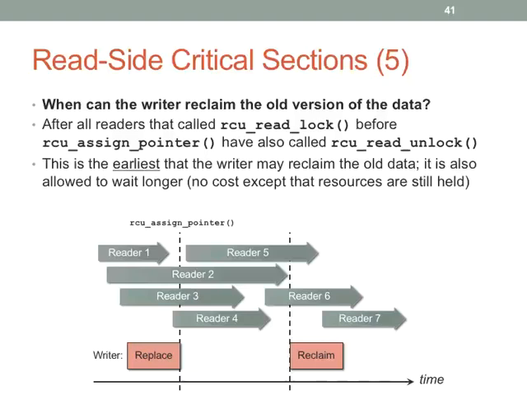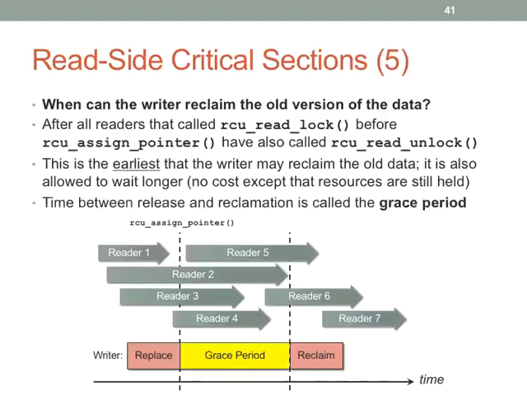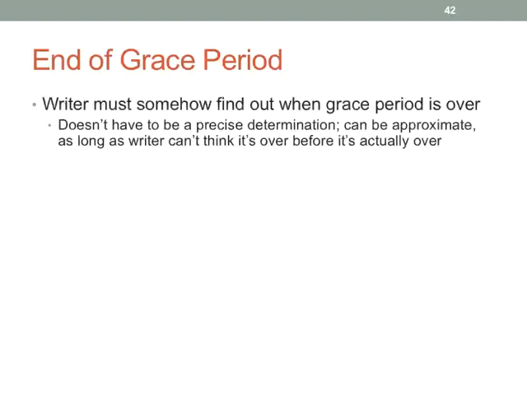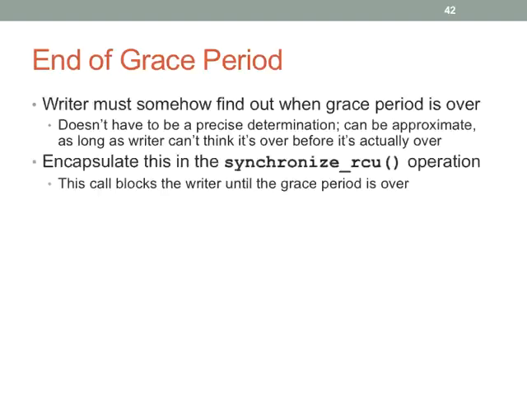We call that the grace period, the period where we're letting readers get their act together and get out of the data structure. Now, it's not really like they better hurry up and do it. The writer has to wait until the readers are done. So the writer has to figure out when that grace period is over. And it doesn't have to be precise, but it does have to be accurate.